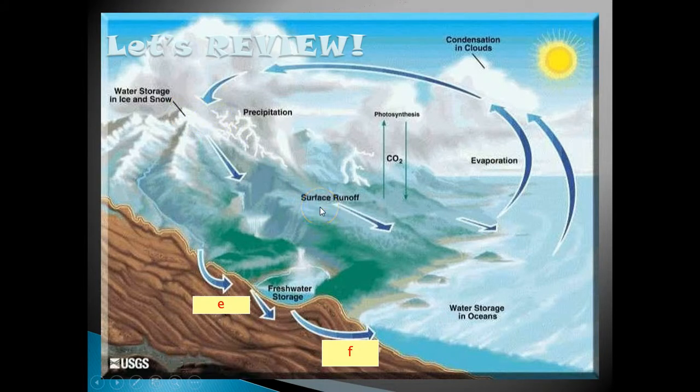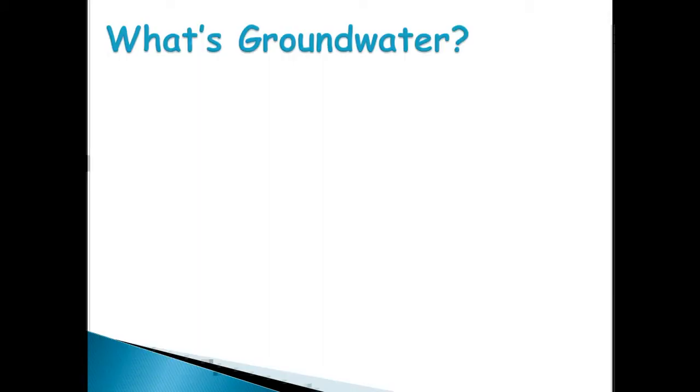It could become surface runoff, where it stays along the surface and runs into creeks, rivers, streams that eventually lead down to the ocean. Or we could move down here to groundwater infiltration, where the water becomes part of our groundwater. That groundwater can also become groundwater discharge, which can also go into the ocean.